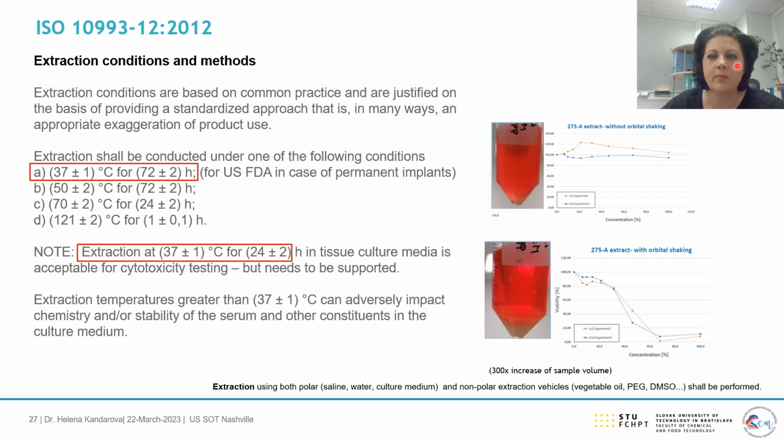Here we have an example of an extract that is prepared without orbital shaking, and this one is prepared with orbital shaking. One can see this is a product that is expanding with the orbital shaking, but it is also releasing much more of the irritating component into the extract.